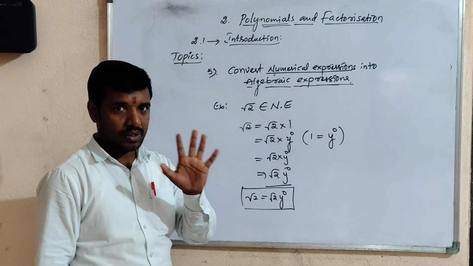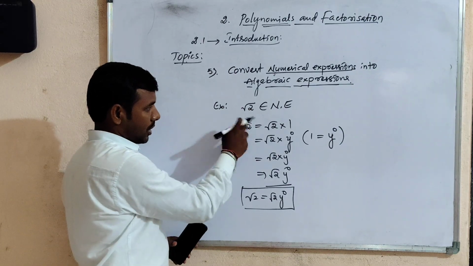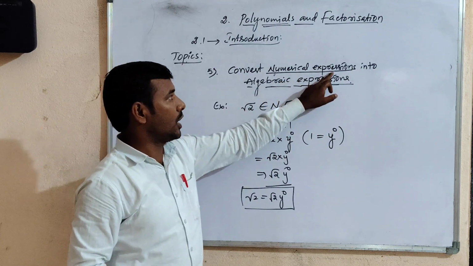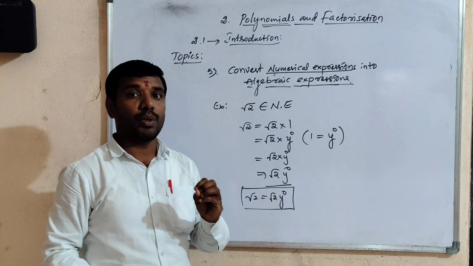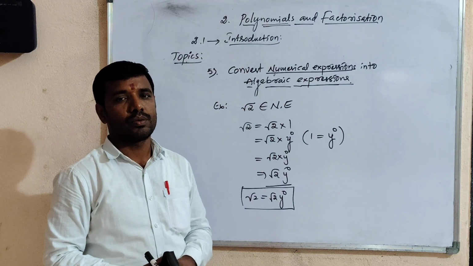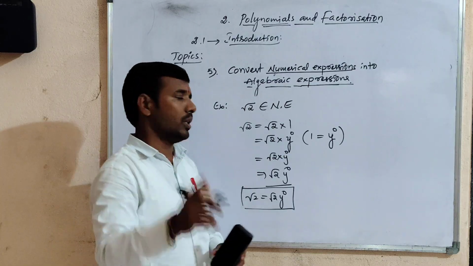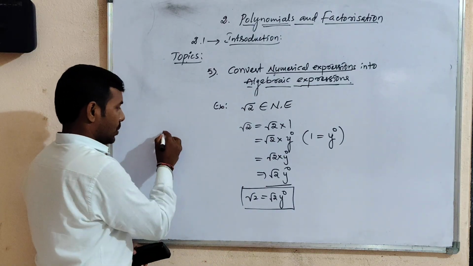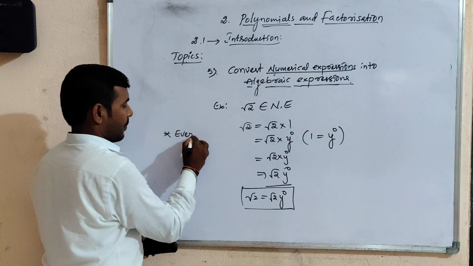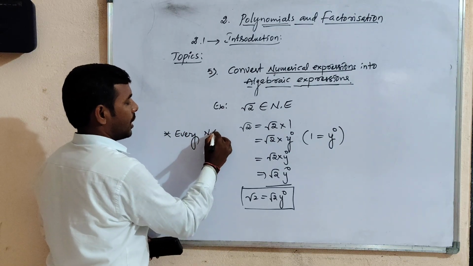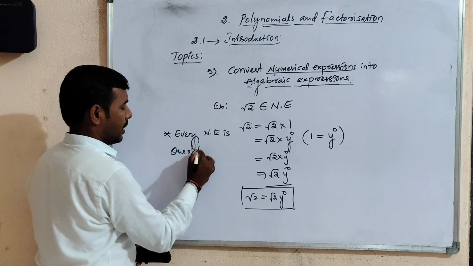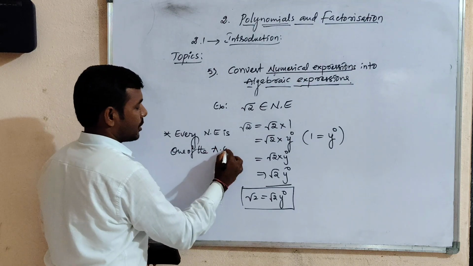Once again, these two examples are enough. Through the previous one and this one, we conclude that every numerical expression can be converted to an algebraic expression in such a way. So I am announcing a very important thing. Pay attention and listen carefully. Every numerical expression is one of the algebraic expressions only.